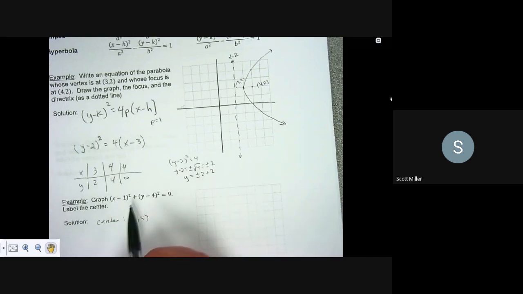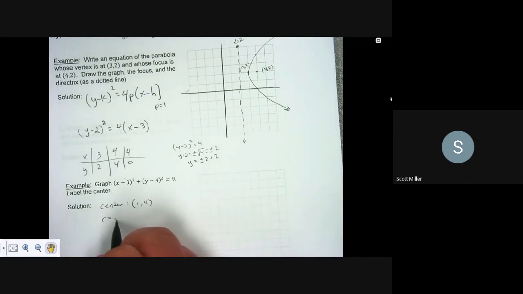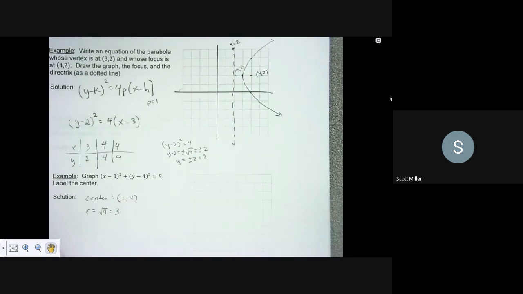And if you don't know how I'm getting this, just remember what makes that 0 is a 1. What makes that 0 is a 4. And then the radius is the square root of that number right there. So the radius is the square root of 9, which is 3. And then I can take that and I can graph this over here.